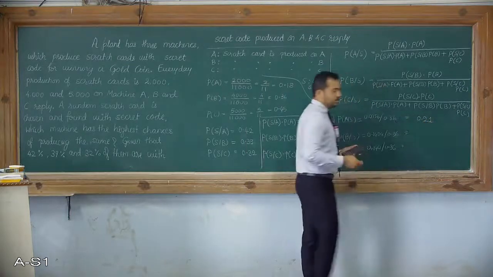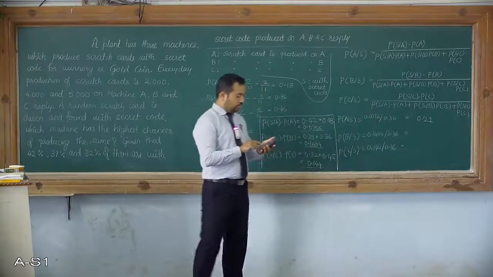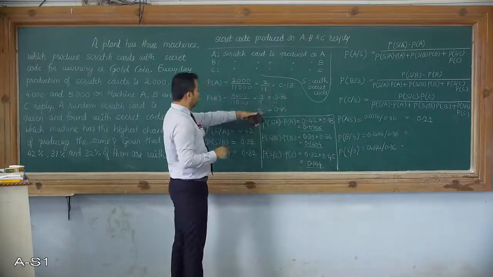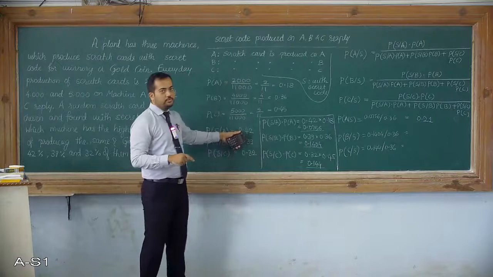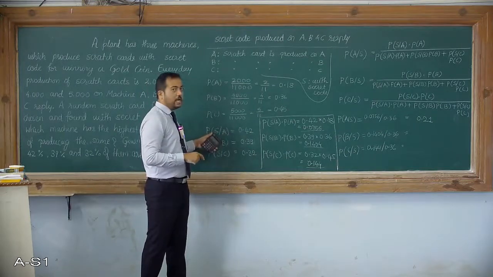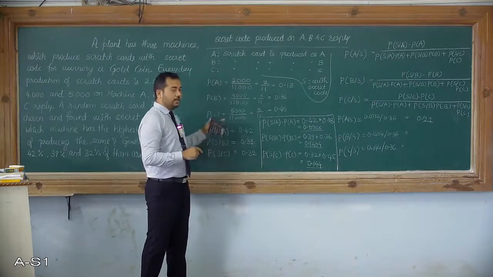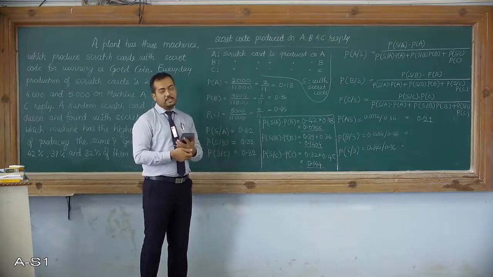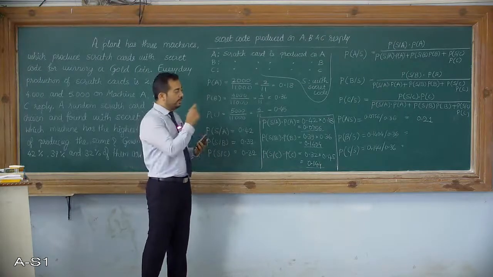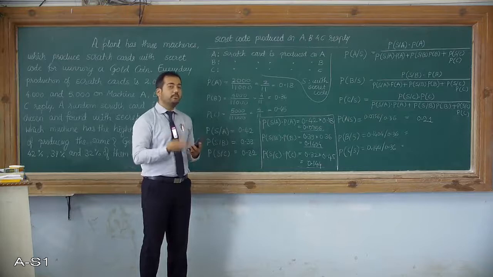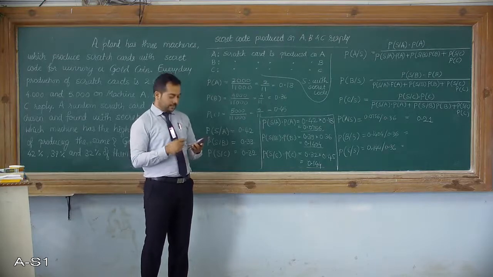The first one we have got is 0.21. That is, though 42% of the items produced on machine A are with the secret code, if we find a scratch card with the secret code, there is only a 21% chance that it could have been produced on machine A.